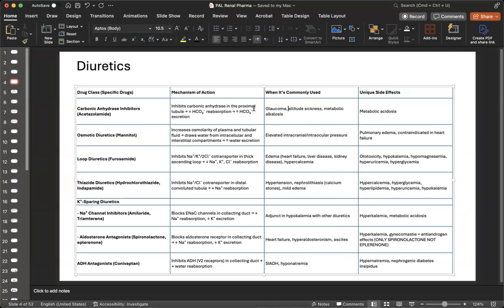Now, if you think about it, if it's going to kick out bicarbonate, what is that going to lead to? It's going to lead to metabolic acidosis, isn't it? Because you're kicking out bicarbonate. You need bicarbonate to keep the pH level. If you kick out bicarbonate, it's going to lead to metabolic acidosis. How can you remember that? Instead of saying acetazolamide, I can call it, let's write it down, acid-azolamide.